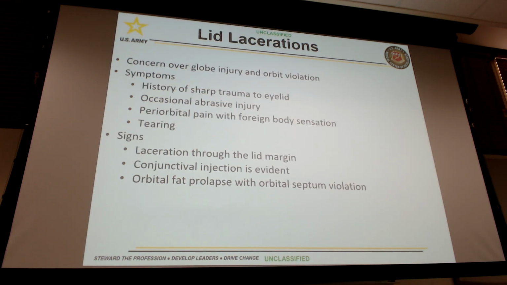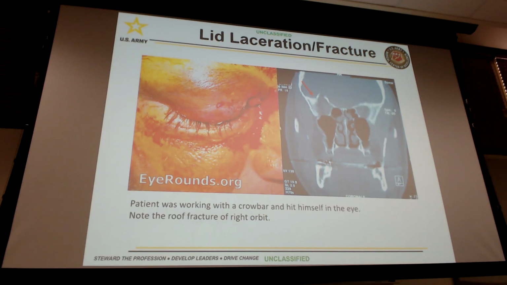Lid lacs we'll cover briefly here. A lid laceration is just what it says, a cut to the eyelid. There are going to be obvious signs for this, and the lid's going to be cut. And usually the patients will have a history to tell you as well, like this guy working with a crowbar who hit himself in the eye. I don't know how that happens, but he wasn't wearing eye pro. Should have been. He has not only a lid laceration, but an orbital fracture there as well.